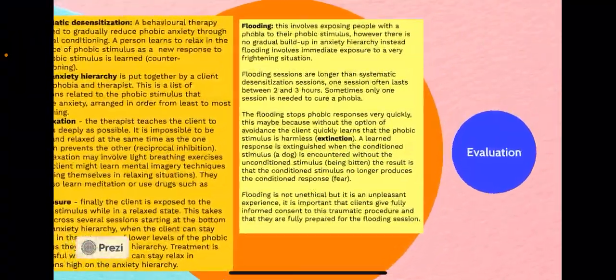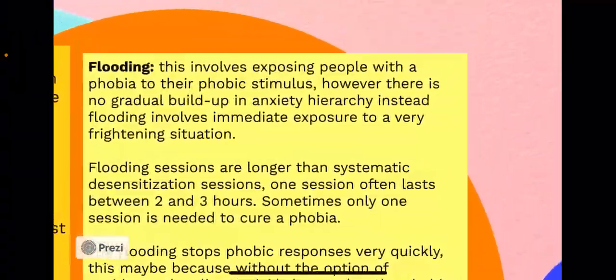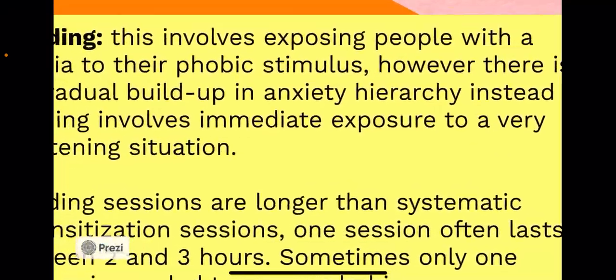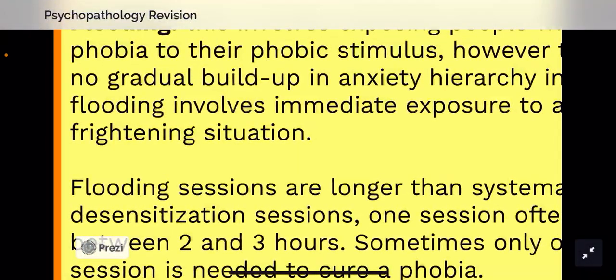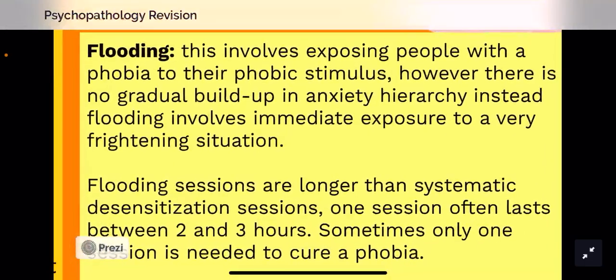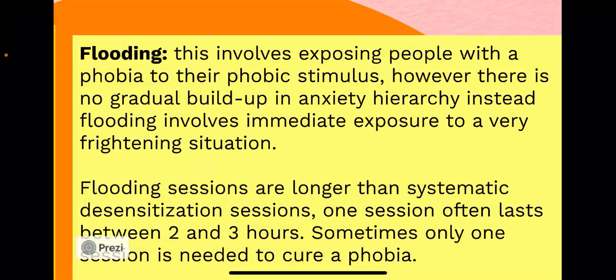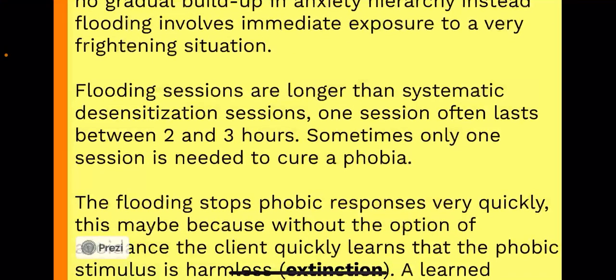And then we've got flooding, which differs a little. So, flooding involves exposing people with a phobia to their phobic stimulus. However, there is no gradual build-up in anxiety hierarchy. Instead, flooding involves immediate exposure to a very frightening situation. So for the spider phobia, it might be that you're just put in a room full of spiders and you're left in there for 2 hours.